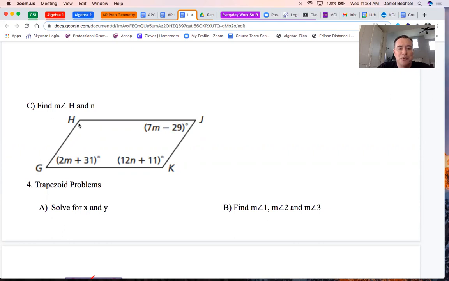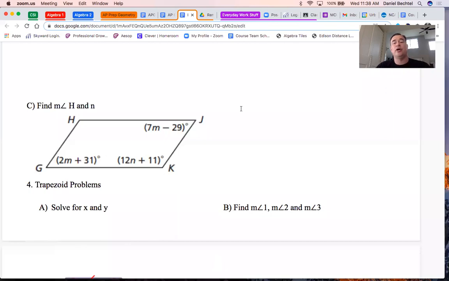Here's the problem. It doesn't just want angle H, it also wants N. So what I have to do first is find M, so I can find out what this is going to be. Then I'm going to subtract that from 180 to get this one. Then I'm going to say that that's what this is going to be after I plug it in. Guys, a pain is definitely the description that I would use for this one.